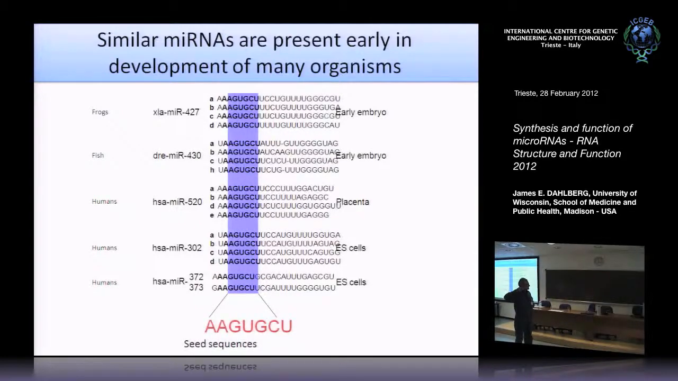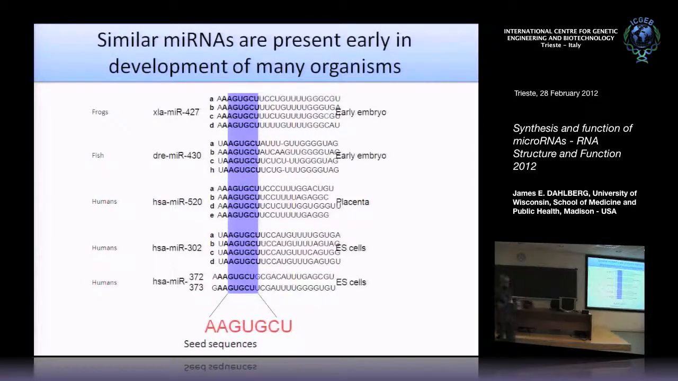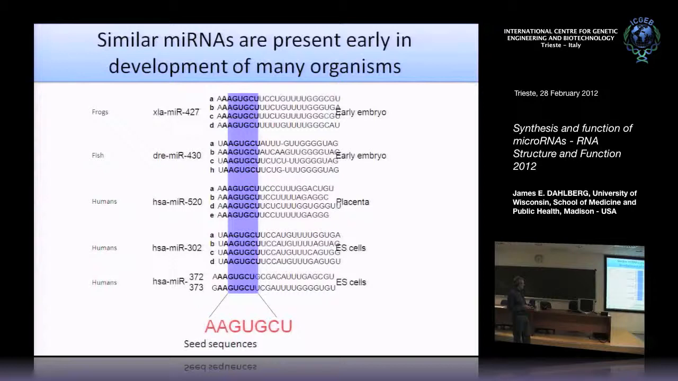And in all cases, the tissue that contains these microRNAs are embryonic tissues: early embryo, placenta, or embryonic stem cells. So we're tempted to think that this might be sort of an ancient system that evolved to remove or to downregulate maternal messengers, or messengers that have to be removed early in development.